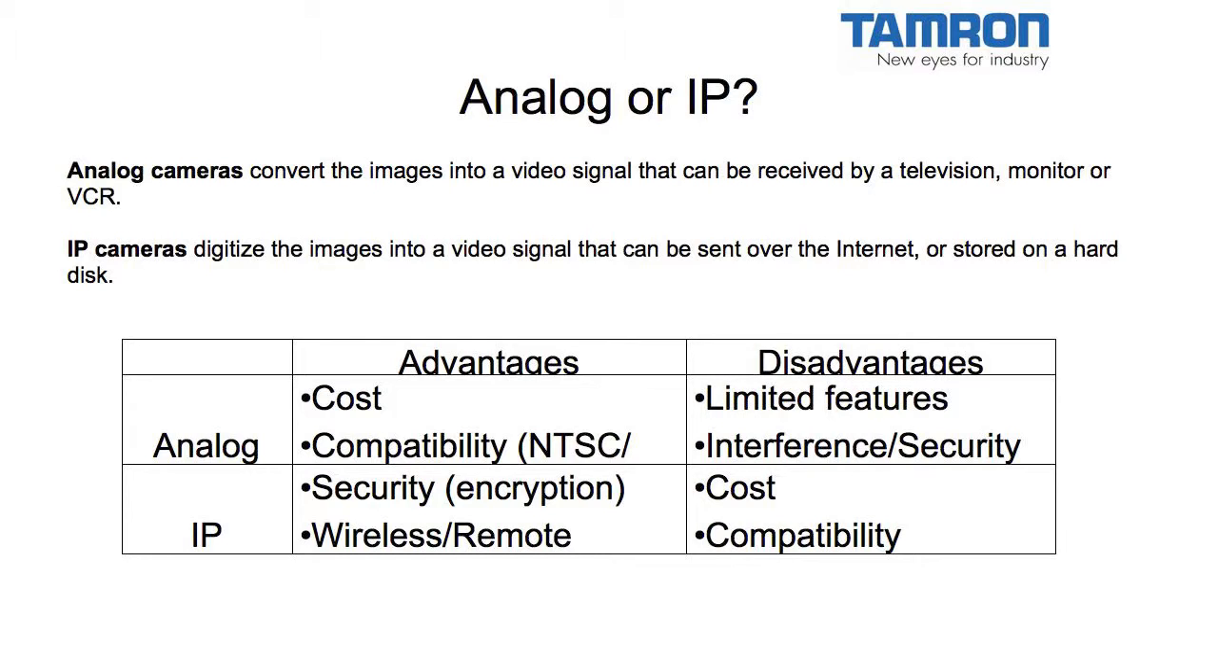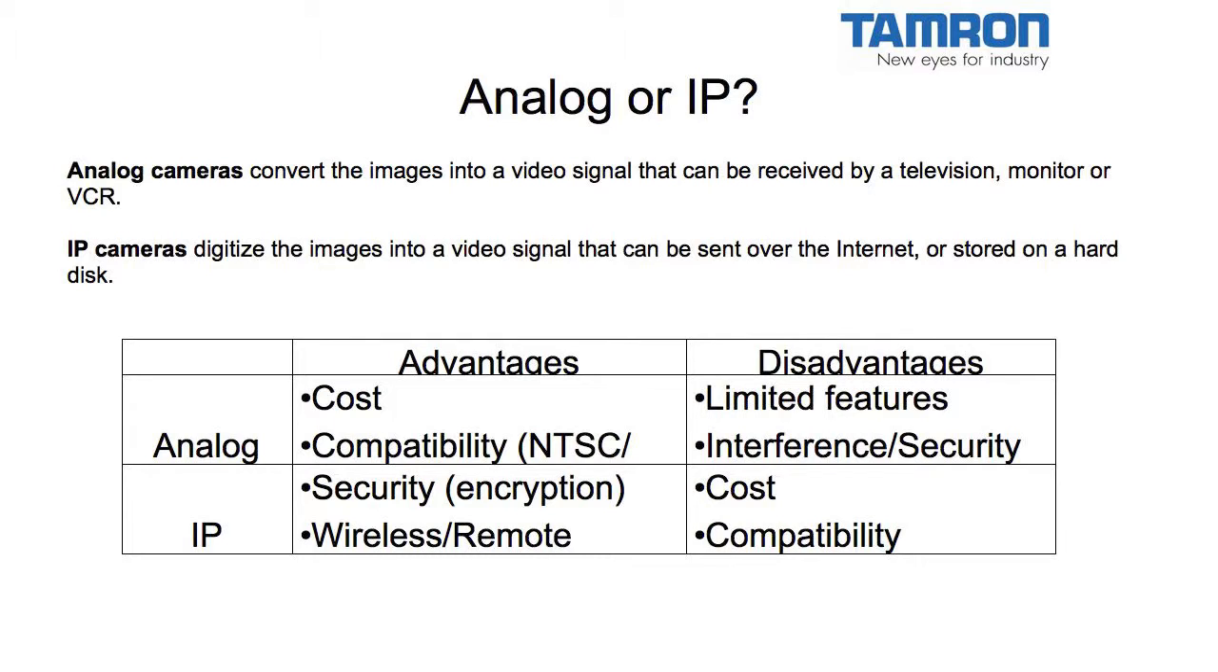Most security cameras in the world today are analog cameras. Analog cameras convert the images into a video signal that can be received by a television, monitor, or VCR. Analog cameras are popular because they are inexpensive and also because they use standardized video signal formats that are compatible with almost all analog recording systems and monitors. A drawback of analog signals is that they are susceptible to interference and noise and also cannot be encrypted, making analog cameras a poor choice if privacy or access control is a concern.